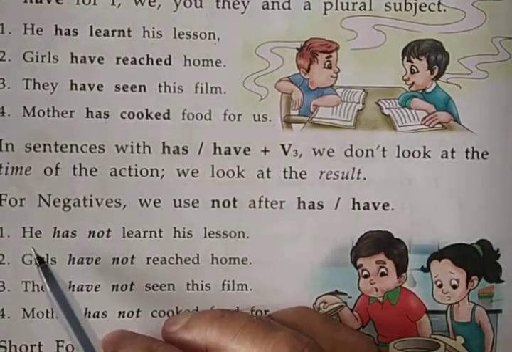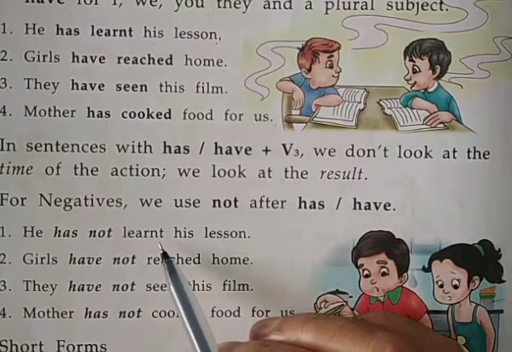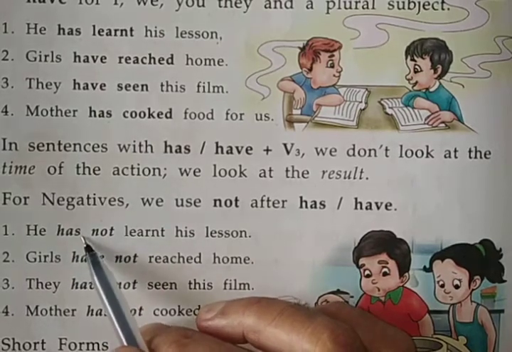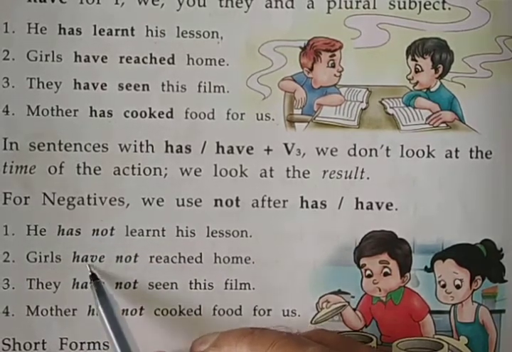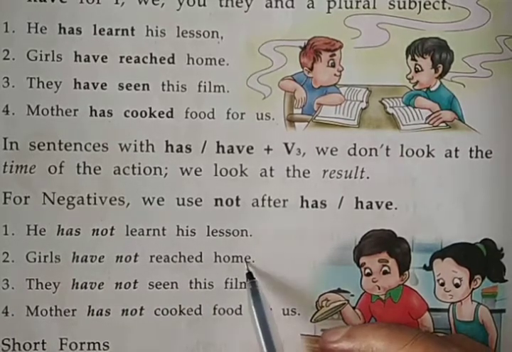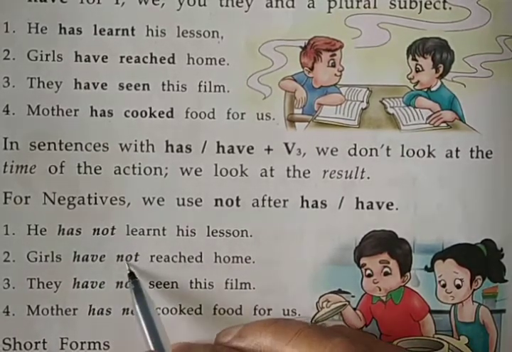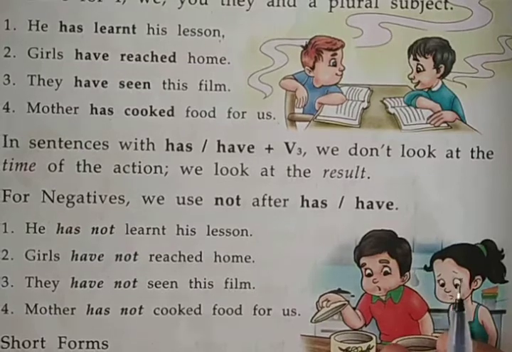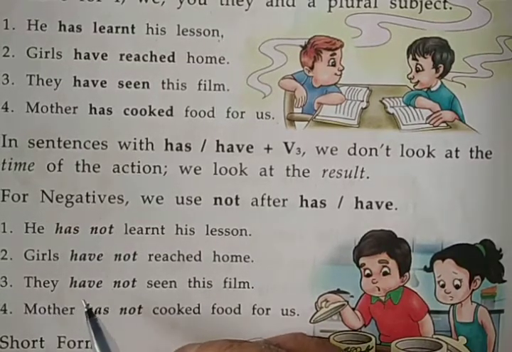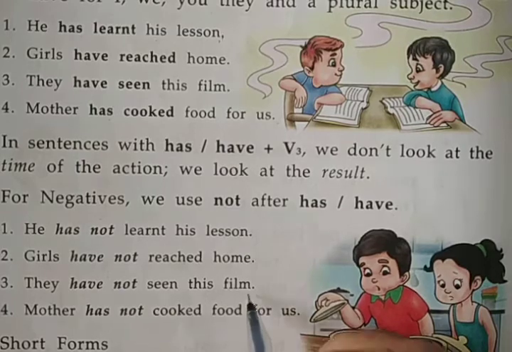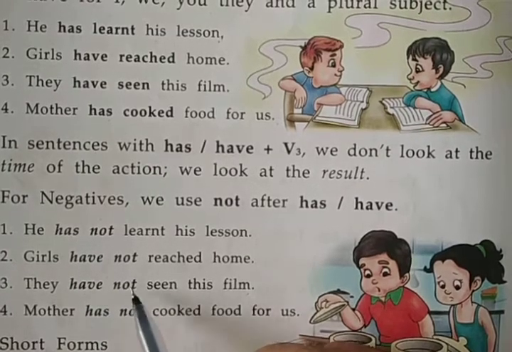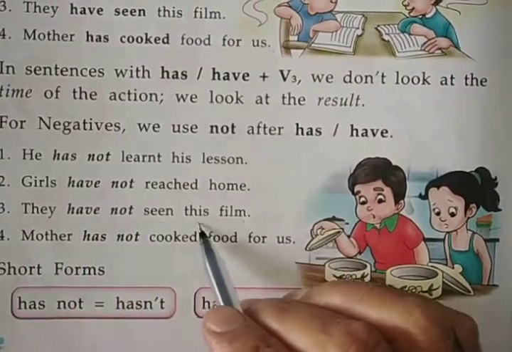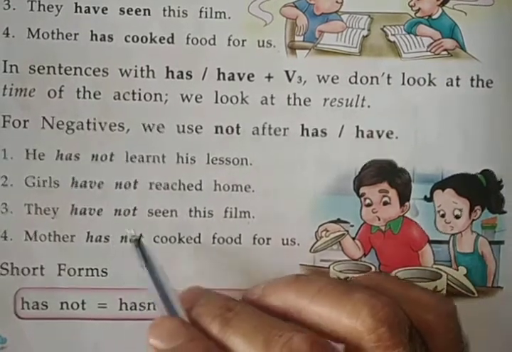Like example, he has not learned his lesson. Now we have put not after has. Girls have not reached home. Again here, we have written not after have. They have not seen this film. Again, not has come after have.